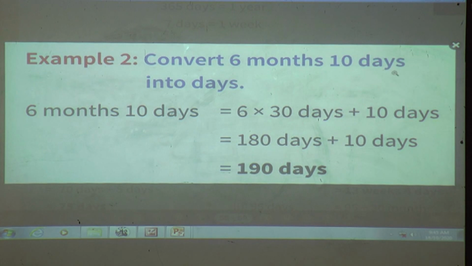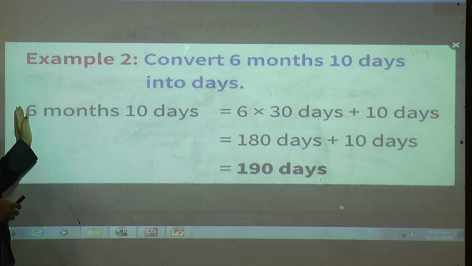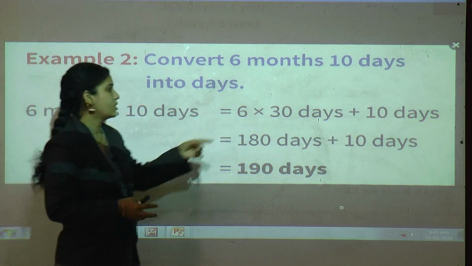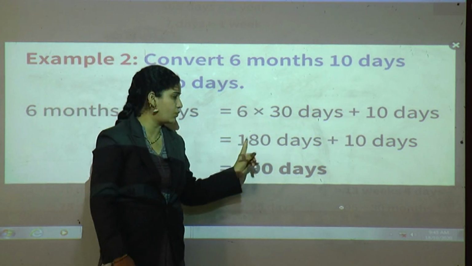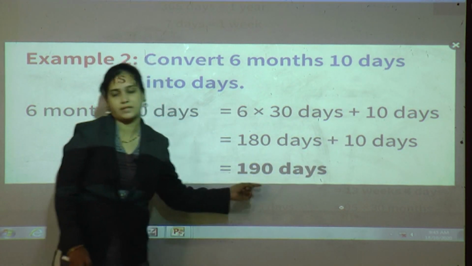Okay. So we'll see our next example. Convert 6 months 10 days into days. 6 months 10 days. So first of all, 6 months, 1 month is equal to 30 days. So multiply 6 by 30 and add this 10 to the answer. So 6 multiplied by 30 is equal to 180 and plus 10, that means 190 days. Okay.